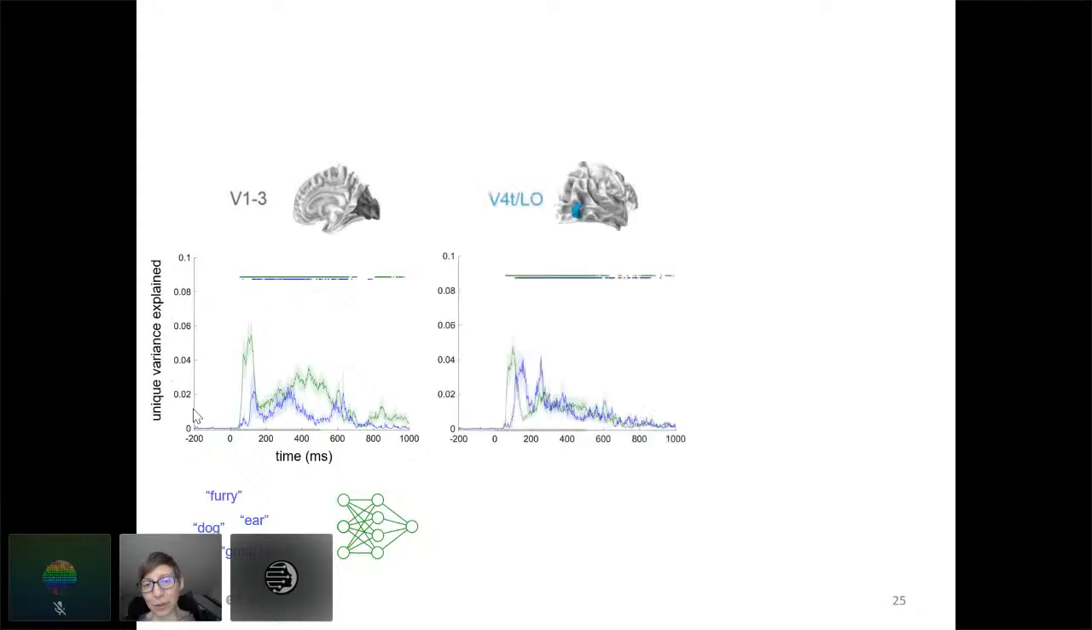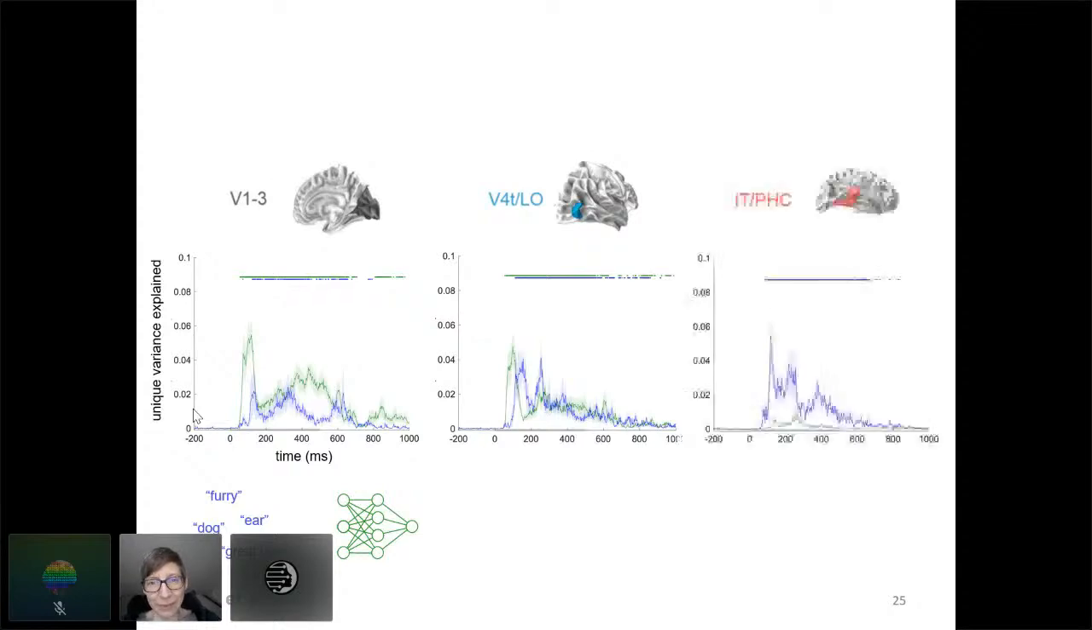Now, if we look at intermediate visual cortex, we again see that the DNNs do perform better in this early time window, but then the Visuo-semantic model also has several peaks, and they are at a later point in time after stimulus onset. And then here for high-level visual cortex, we see quite clearly that it's the Visuo-semantic model that explains more variance than the DNN, and there isn't really a significant amount of unique variance explained by the DNN in this higher level stage of visual processing.